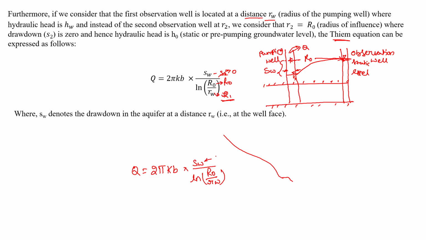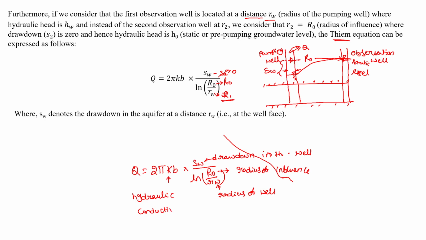What are the terms? SW is the drawdown in the well, and R naught is the radius of influence, and small rw will be the radius of the well, and K is the hydraulic conductivity, B is the width or depth of the aquifer, and Q is the discharge, or pumping rate. Okay, so these are the terms to be remembered.